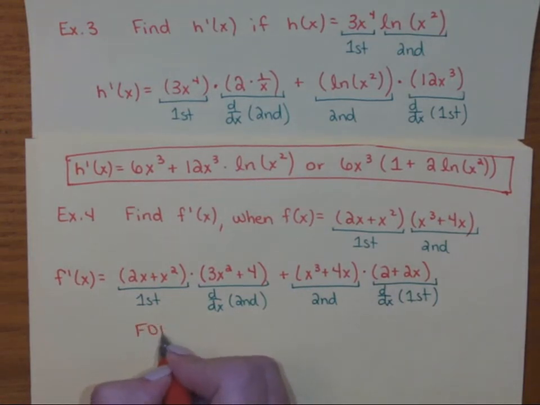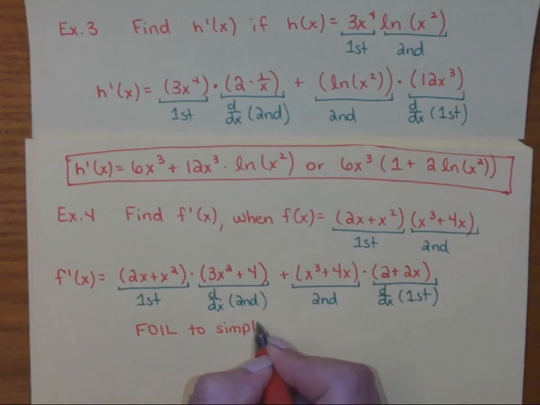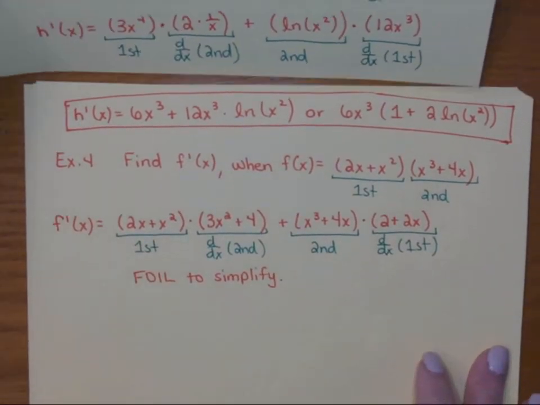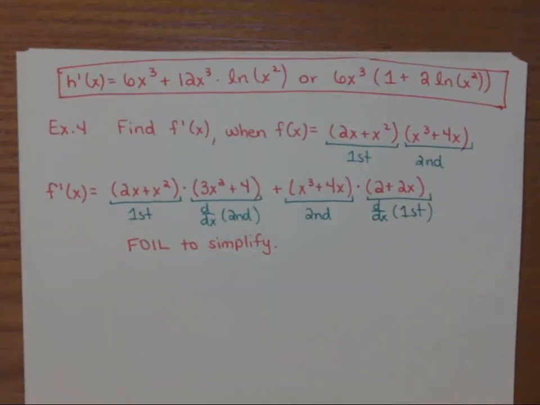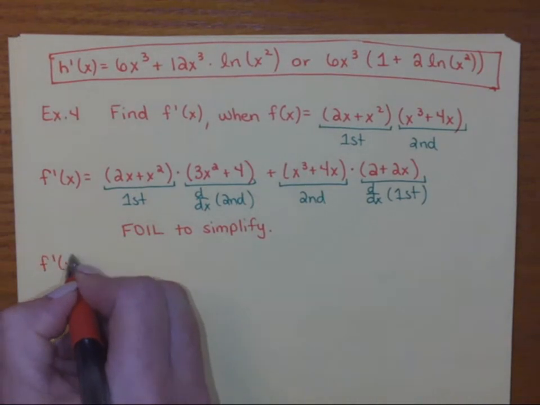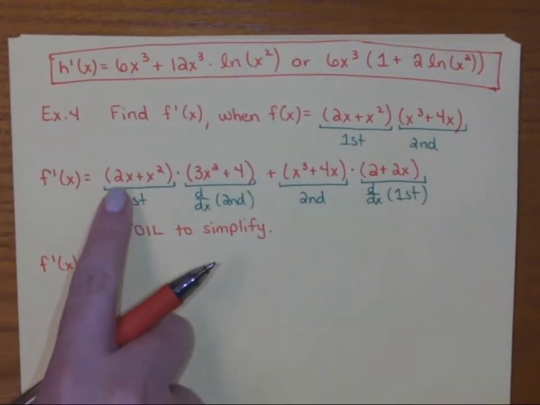And then notice we can FOIL to simplify here. So that's probably not going to be your favorite part of this problem, okay, but we can algebraically do it. We're all learning business calculus, so we can do the algebra portions. So we're going to have two cases of FOIL, right? One here, one here. So let's go slow.